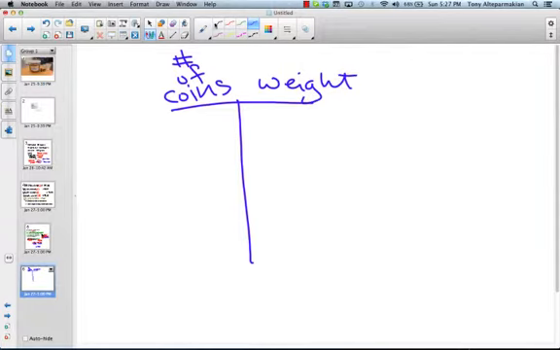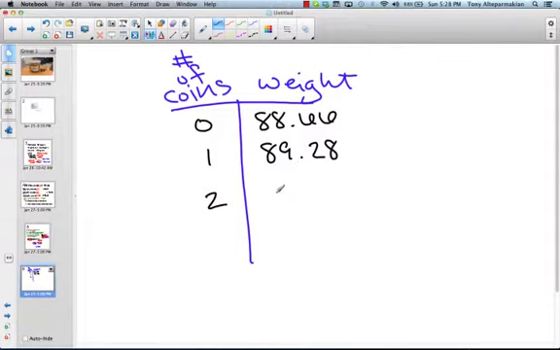And let's say that we start with, well, what would it be with 0 coins? It would just be the empty bucket. And with 1 coin, it would be 89.28. And then with 2 coins, we were looking at 89.9.